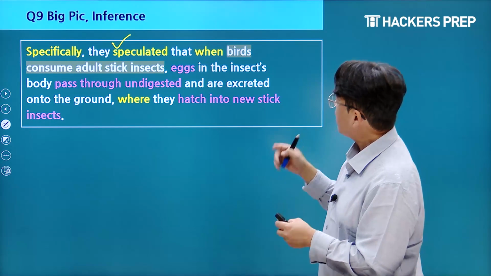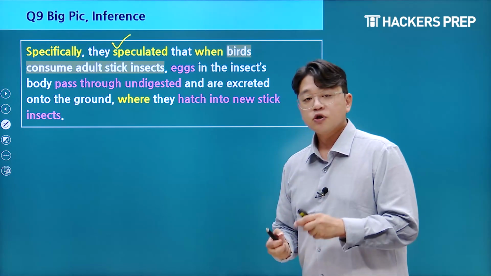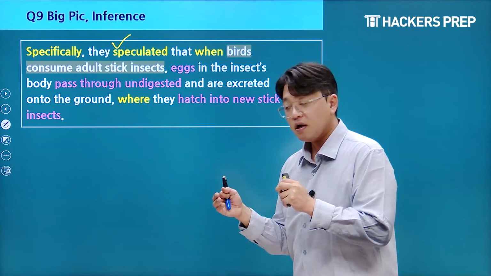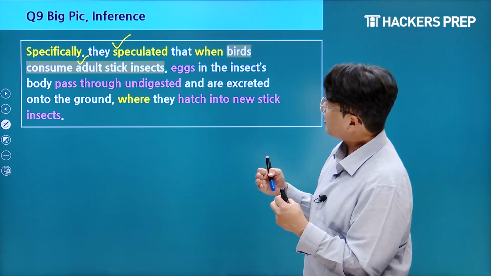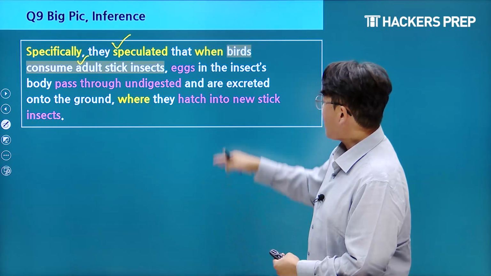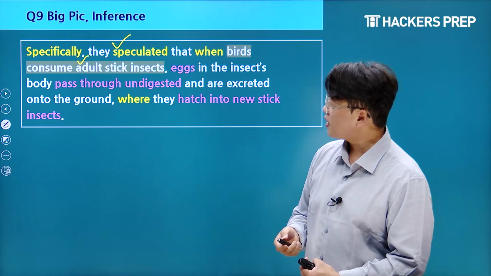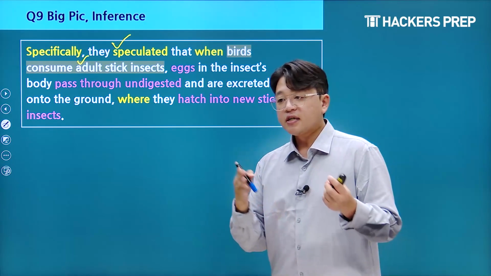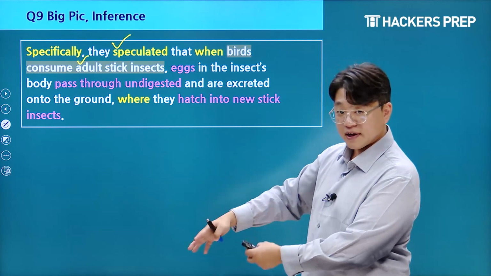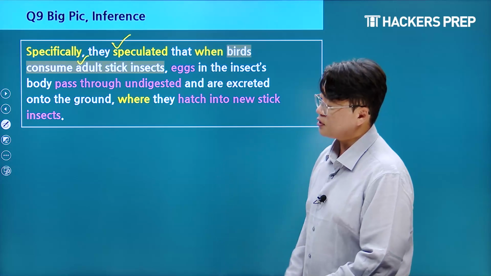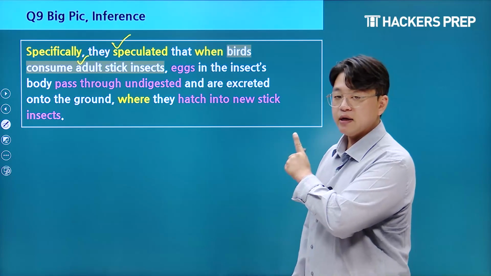They hypothesized that when birds consume adult stick insects, keep this in mind, okay? So the birds do not consume seeds directly, but they consume adult stick insects. Eggs in the insect's body pass through undigested and are excreted onto the ground, where they hatch into new stick insects. So birds eat adult insects, and the eggs inside the insect pass through, and when they're excreted, they propagate. So that's the hypothesis. Are we looking to support this hypothesis or undermine it? Remember, we're trying to undermine this hypothesis, okay?